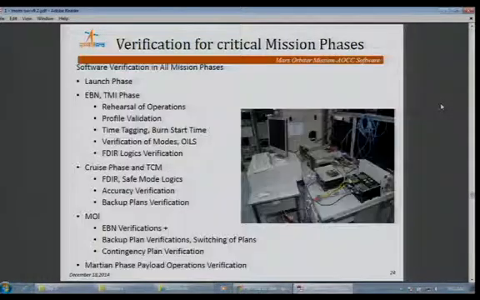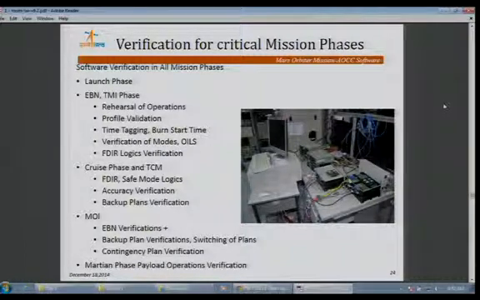So the software verification was done in all the mission phases, like the launch phase onwards, earthbound maneuvers, and the trans-Mars injection phase. Basically, these tests were done to carry out a rehearsal of the operations to ensure the operations take place properly. The attitude profiles were validated. The burn short time, which was very critically controlled for the time tagging of the operations, and various modes in onboard in-loop simulation were carried out. And of course, all the FDIR logics were verified so that they do not malfunction during the entire phase. And in the cruise phase and TCM logic, the requirement was much more. The accuracy of the TCM operations was verified, and various backup plans which were envisaged were also verified during these operations.